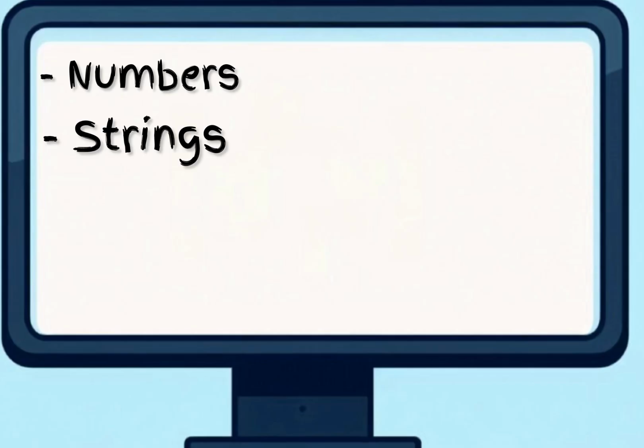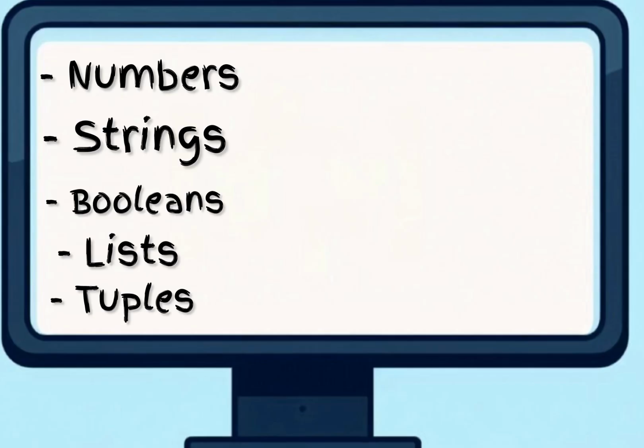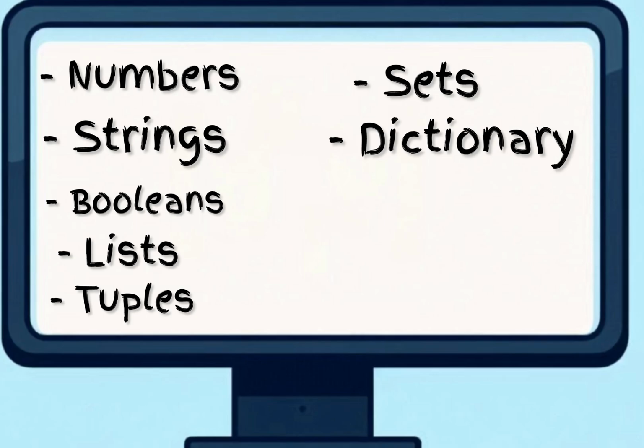We have covered numbers, strings, booleans, lists, tuples, sets, and dictionaries, the core data types in Python. By mastering these types, you are laying a strong foundation for writing efficient and powerful Python code.